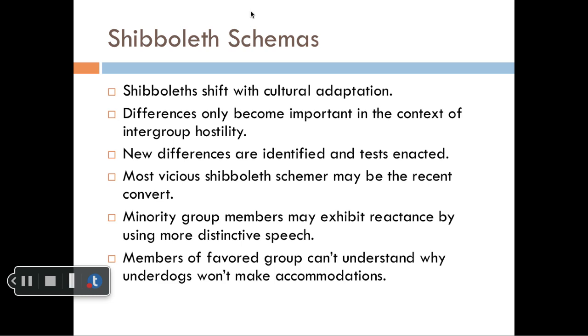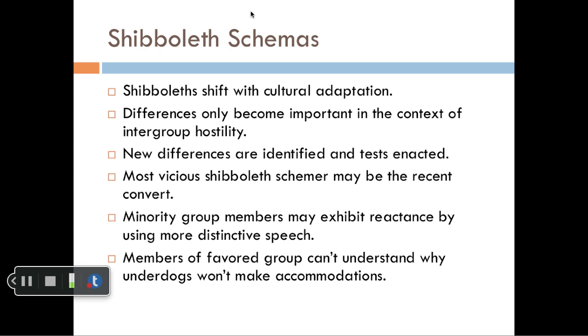And what also happens with respect to this is that the minority group members will say, you know what, we see what you're doing, and we're not going to go with that. So we're going to adapt our language even more specifically to distinguish ourselves from you. So that's one of the impacts.